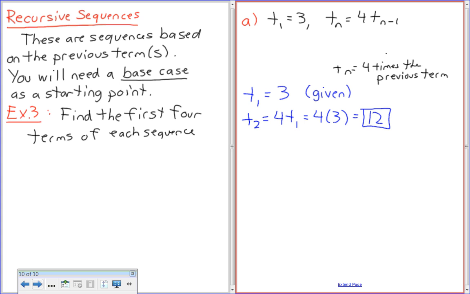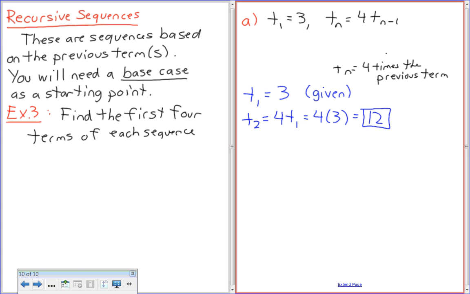Good. Oh, sorry, Tiana's got a question. Good question. So it says T2 equals 4 times T1. T1 is just 3, because this is like our given. That's like our base case, our starting value. You need something to start with on these.